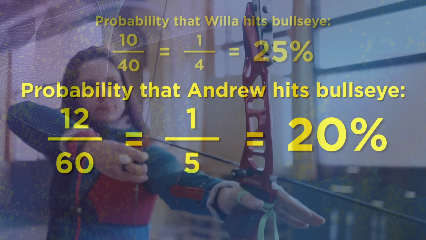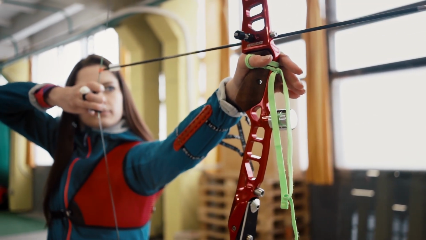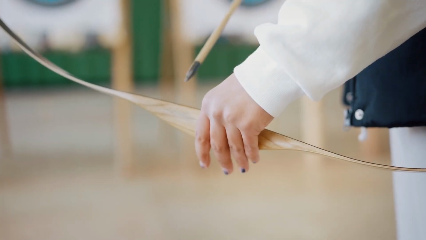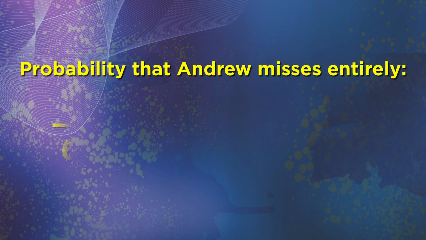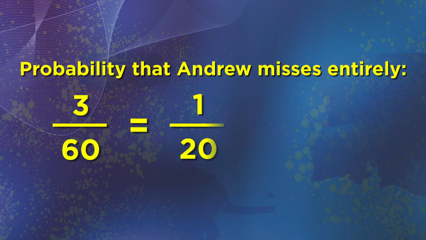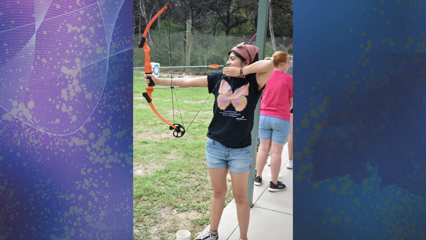But I'm sure it's just because I'm luckier than you, right? I wonder what would be more likely. Me hitting the bullseye twice in a row, or missing the target entirely with one arrow? Well, you missed the target 3 out of 60 shots, which can be simplified to 1 in 20, or 5%. Wow, that's way lower than my 20% chance of hitting the bullseye.